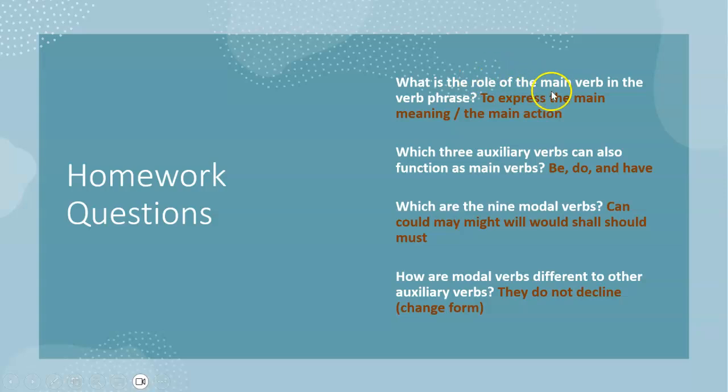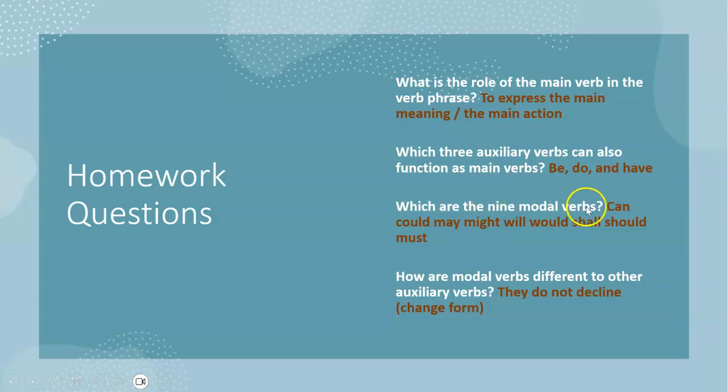Question: what is the role of the main verb in a verb phrase? Well, as David Crystal explains it, it's the main meaning, it's the main action. The main verb shows us basically the most important action of the verbs. Which three auxiliary or helping verbs can also function as main verbs? Be, do, and have, these three.